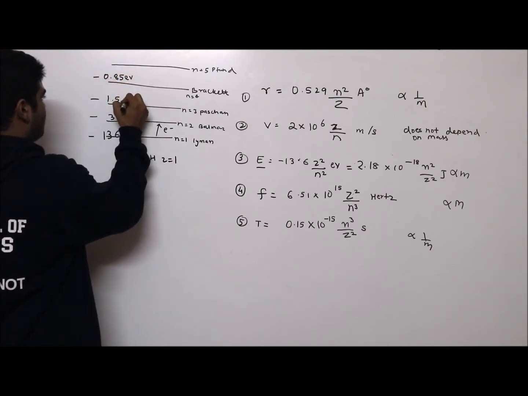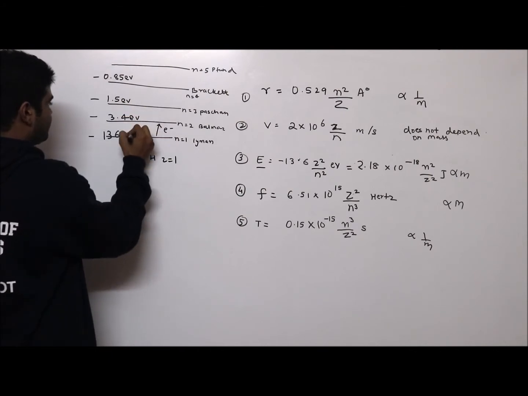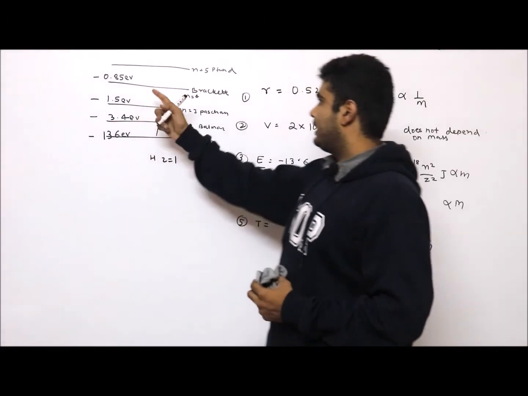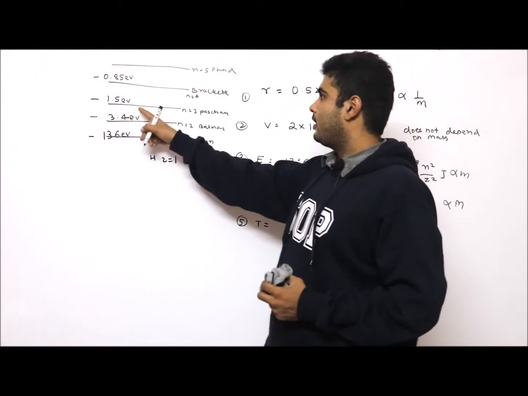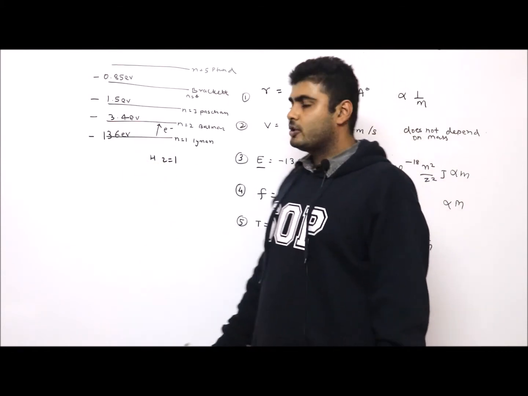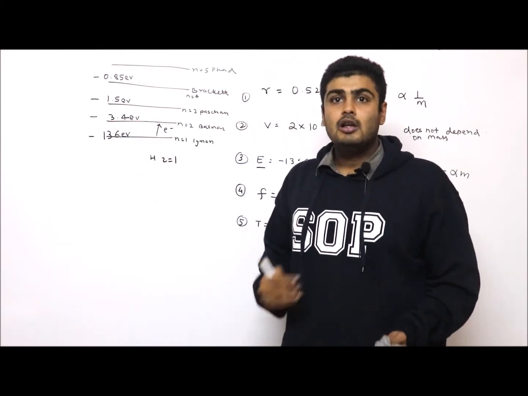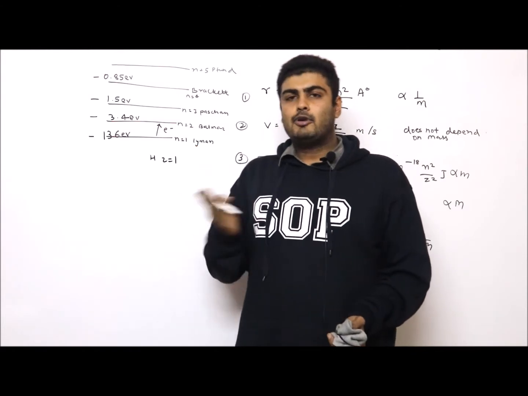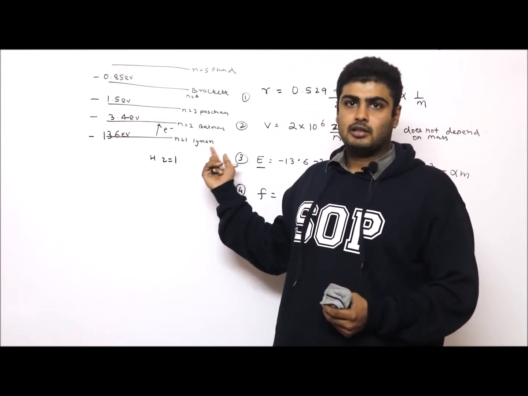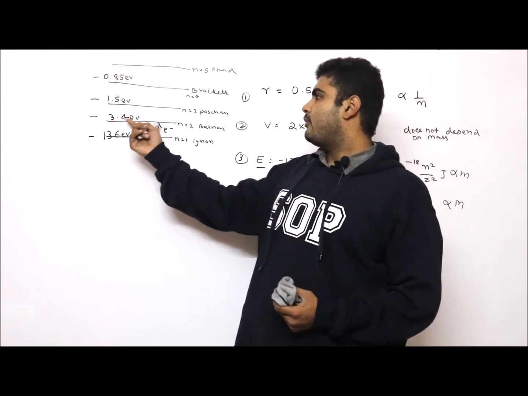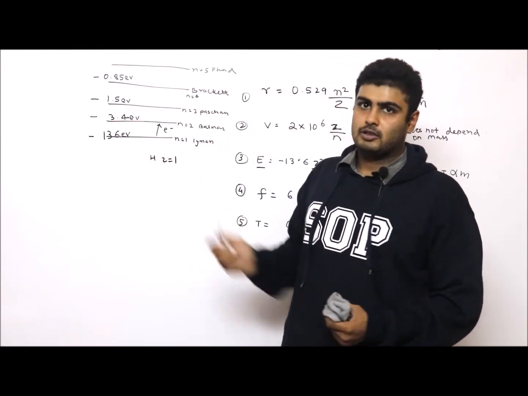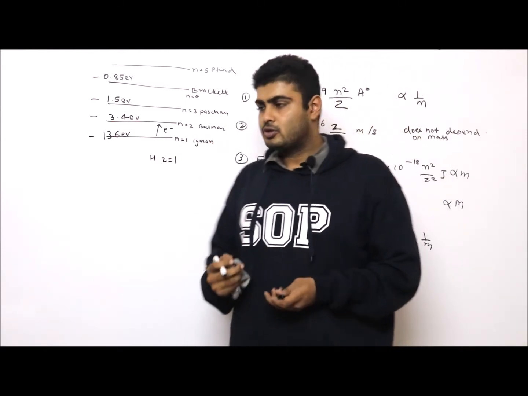So why am I telling this? It's because the energy will be given directly. The energy given in an orbital will be either minus 0.85, minus 1.5, minus 3.4 or minus 13.6. Now what you have to do is guess the n and guess which series this is. So if it is minus 3.4, we can directly say it is n equal to 2, that is Balmer. This is how we have to use this.